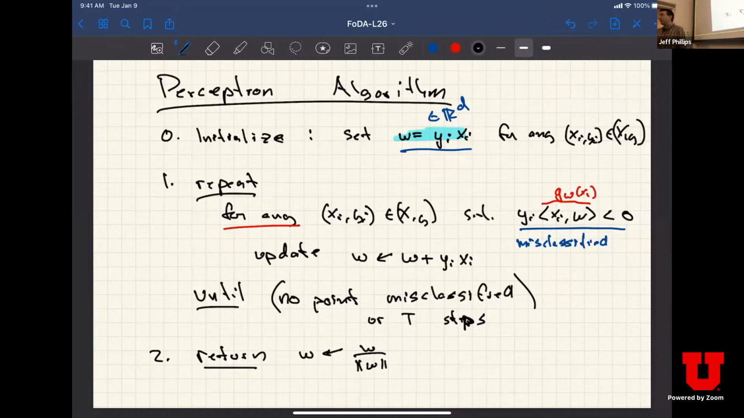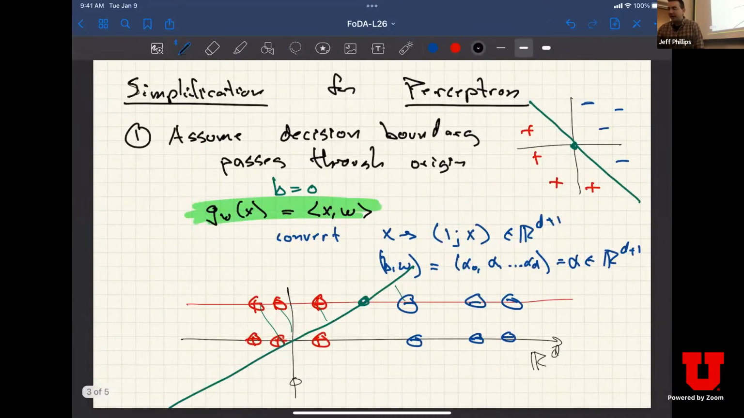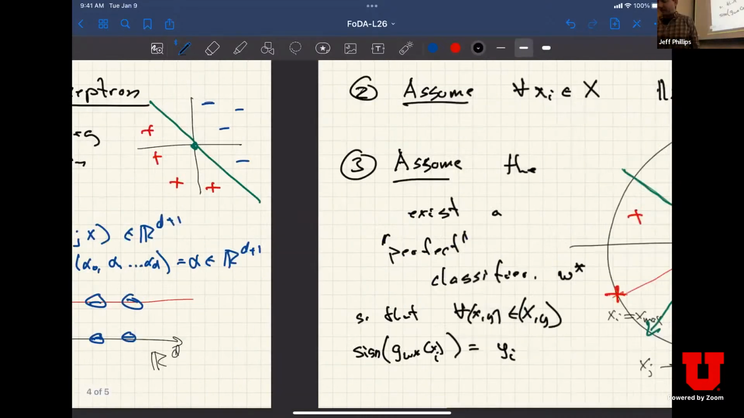What was the first assumption? The first assumption was that the classifier goes through the origin. And you can do a transformation so that you have one coordinate the same for all the points, and then you can have the classifier go through the origin in one more dimension. Okay, sure.